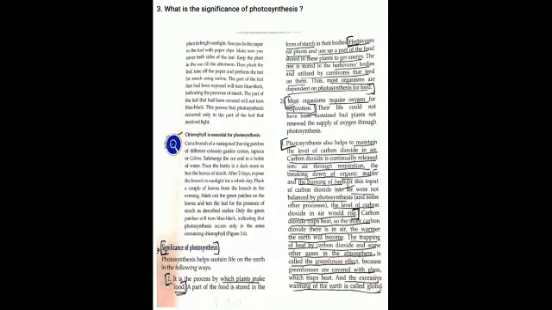Next, what is the significance of photosynthesis? First, it is the process by which plants prepare food. Herbivores eat plants and use up a part of the food stored in these plants to get energy. The rest is stored in the herbivore's body and is utilized by carnivores that feed on them. Thus, most organisms are dependent on photosynthesis for food.